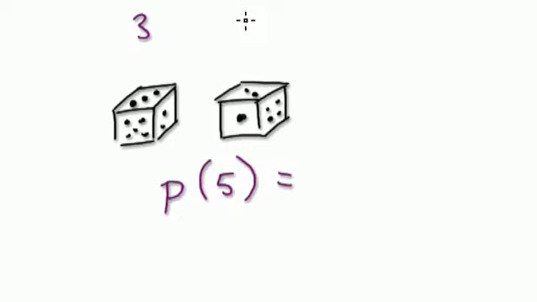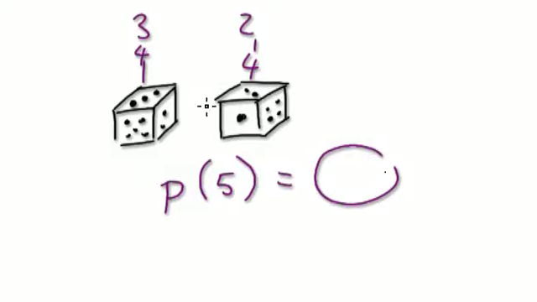Actually, this question is quite difficult. So let's simplify it first. What is the probability of you getting, let's say, a 5? Okay, so a 5, you could get a 3 and a 2, or a 1 and a 4, or a 4 and a 1. Okay, so what is the probability of you getting a 5?